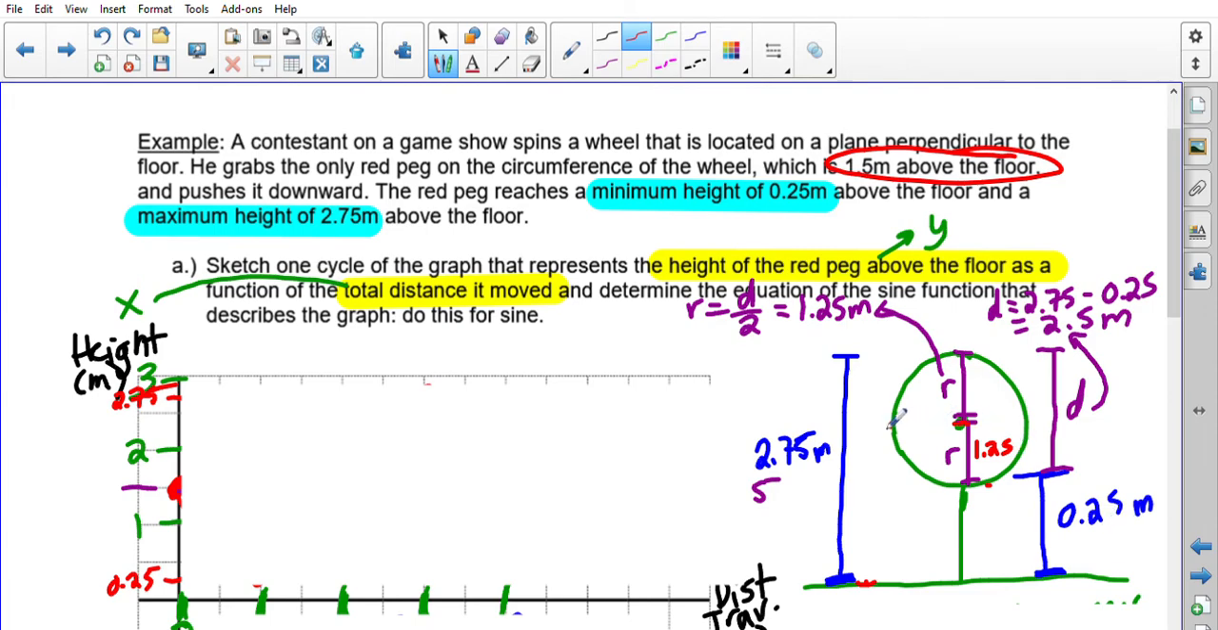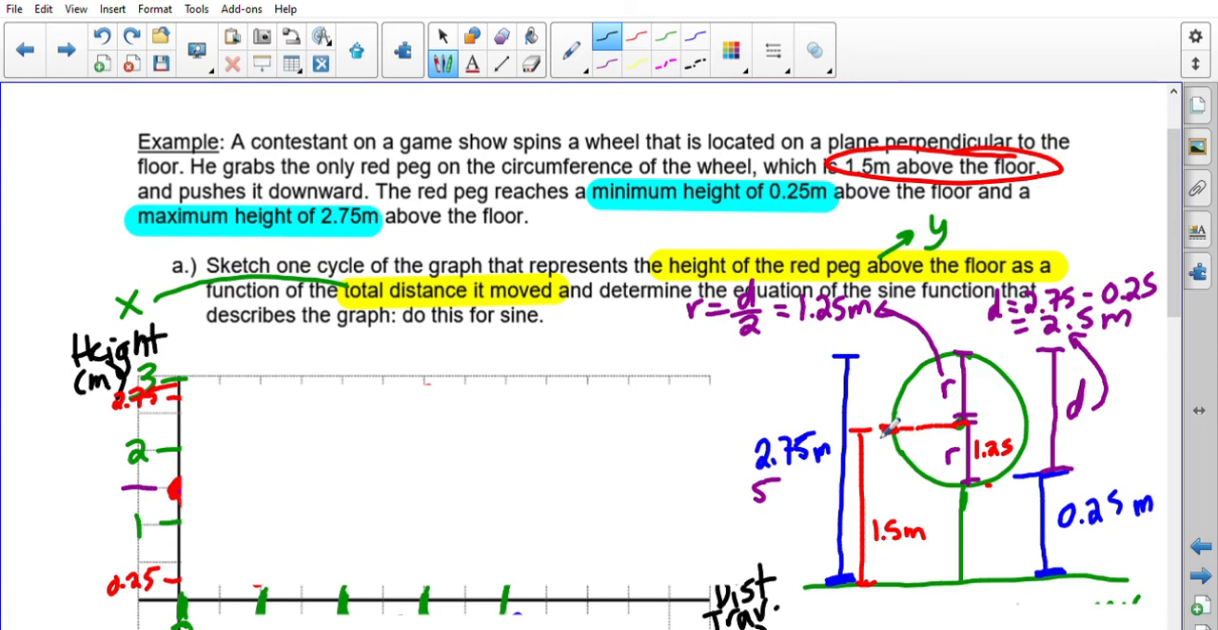So I just found out, if I go to the center of the wheel, that this length here is 1.5 meters. So basically, we just found out that the red peg is directly at the center of the wheel. So it's right across, horizontally across from it. So right at the center. And that's going to be very important.